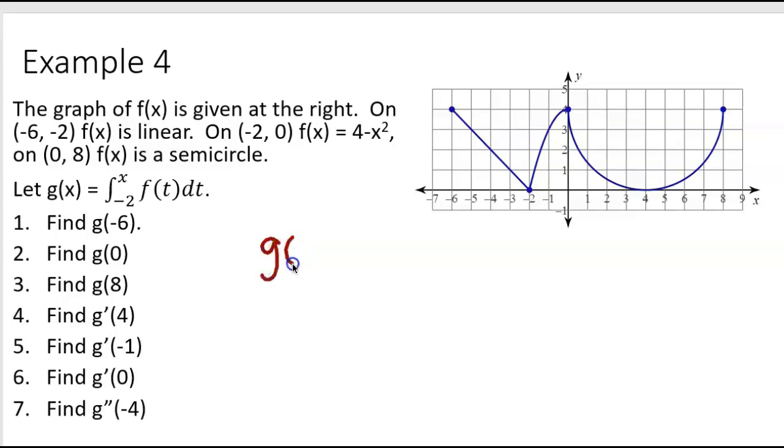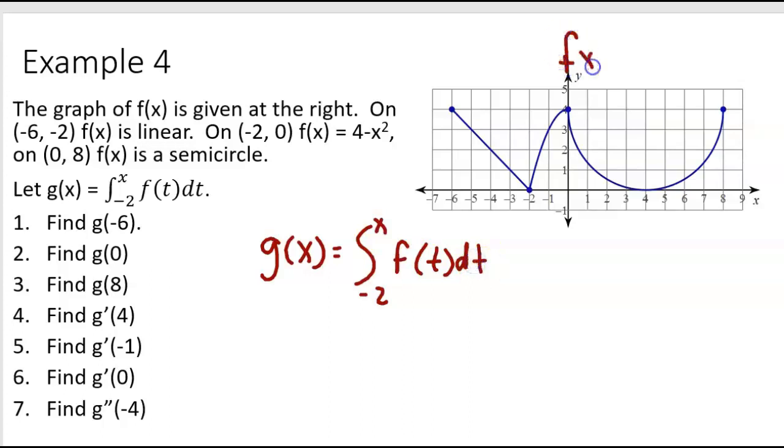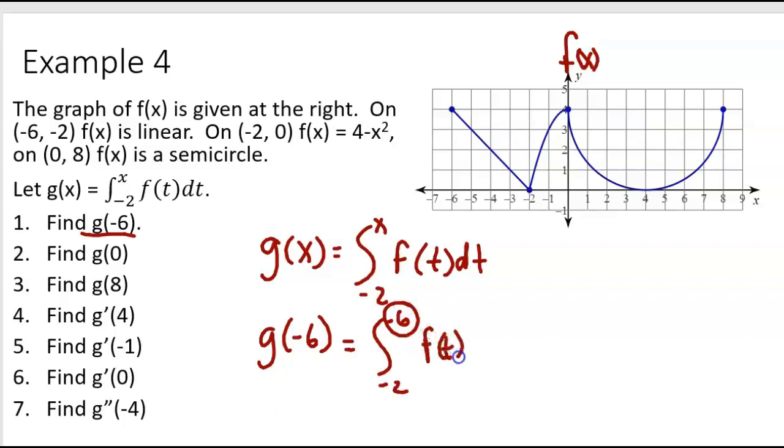So we know that this is my integral function, right? They tell me this is a graph of f over here once again. All right. Well, they're asking me to find g of -6. Well, what that means is they want me to plug -6 in for x right here. And this is the area under the curve from -2 to -6.